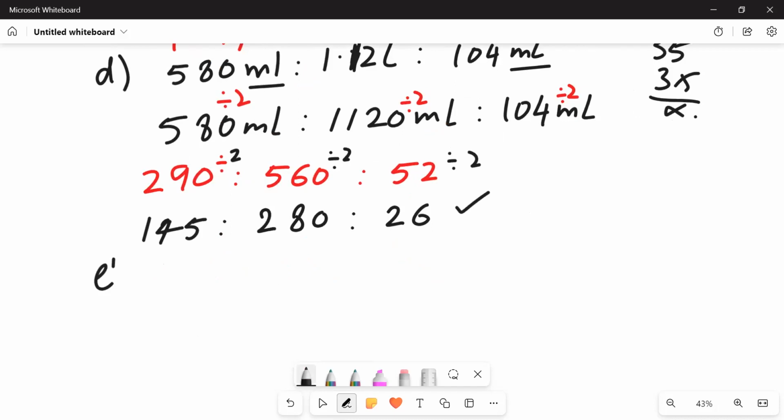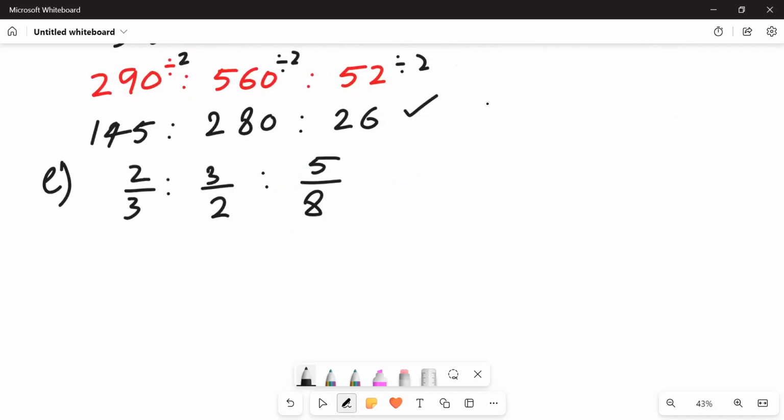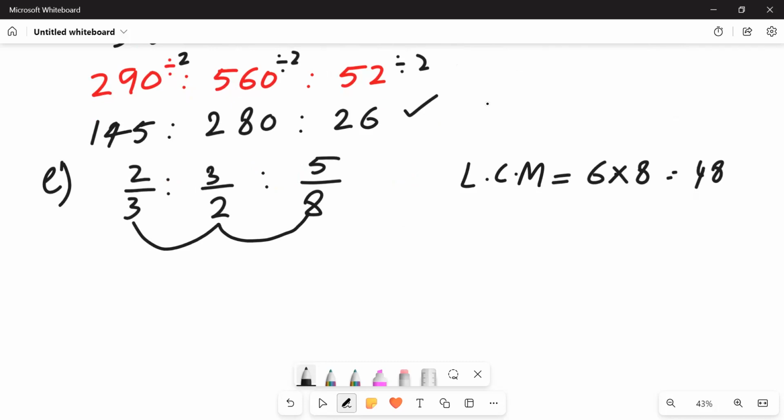Okay. So now here 2 over 3, 3 over 2, 3 over 2 and 5 over 8. For finding this type of ratios, we will multiply the denominators and find the LCM. So it is 48, yes. So it will be 48. Now multiply 48 with all the ratios.